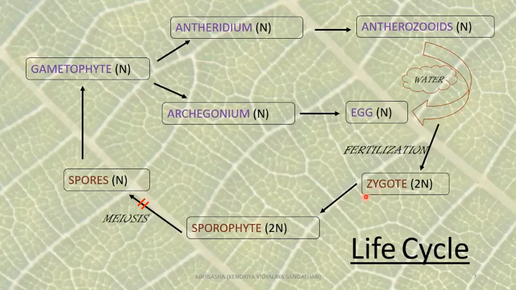This zygote will develop into the sporophyte. Now we just studied that sporophyte is dependent and attached to the gametophyte. It is not independent. The sporophyte reproduces through spores, and during the formation of spores, meiosis or reduction division takes place so that the spores formed are haploid, and these spores will give rise to a haploid gametophyte.